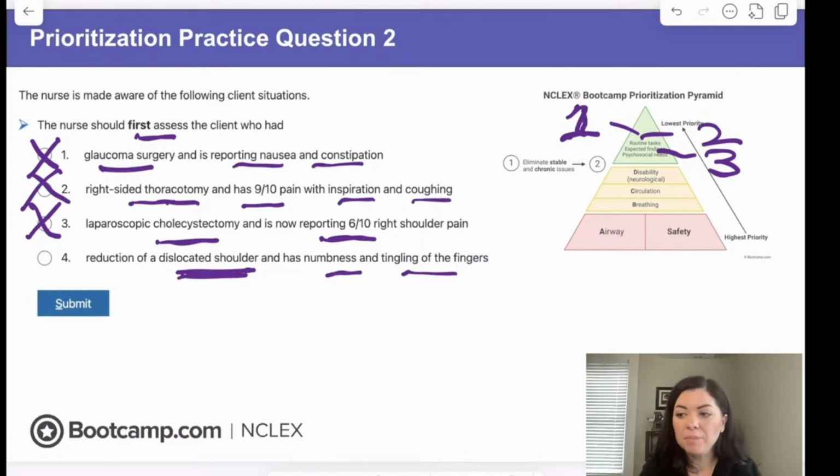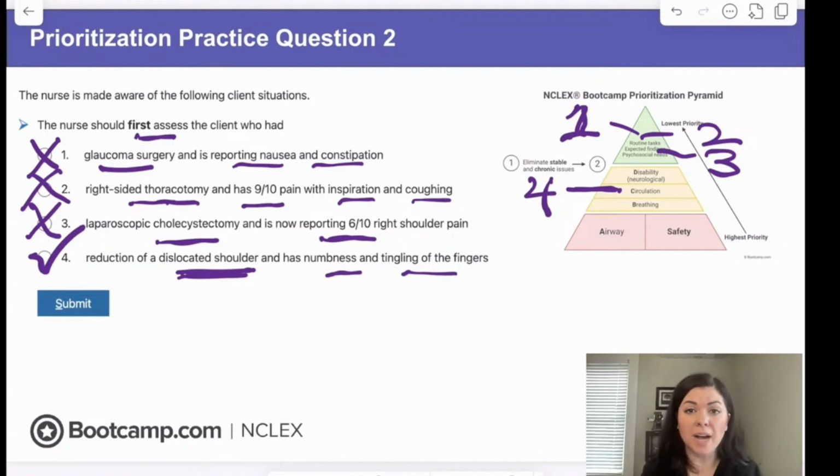So anytime you have a client with an extremity injury and distal to that injury, you are seeing numbness, tingling, maybe it's pale or it's really cold. Those are all signs that the area is probably not getting enough blood flow, and that can be very concerning. And if it's not addressed, you can lose the limb. So that is a very high priority. So once again, if we look over at our pyramid, option 4 is a circulatory issue. So that makes it the highest priority.